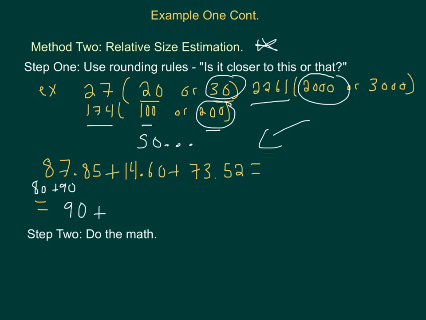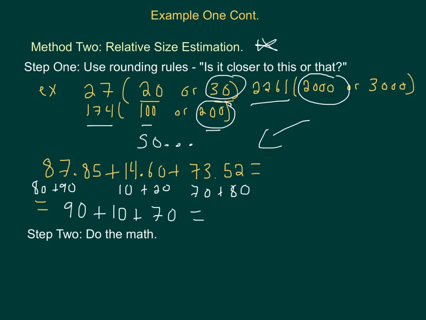Plus, we look at 14.60. We know that number is between 10 and 20. When we look at it, it's just barely closer, but it is closer to 10. When we look at 73, we're looking to see if it's between 70 and 80, and it is closer to 70 than it is 80, so we keep it as 70.